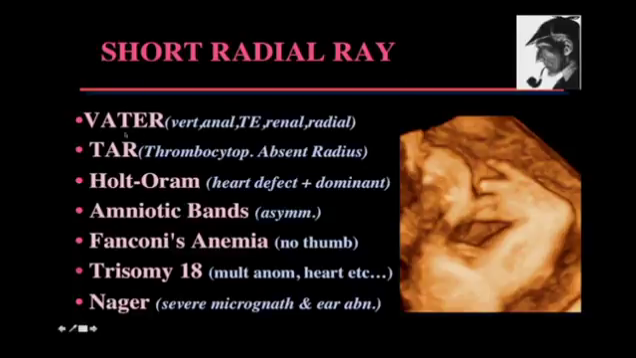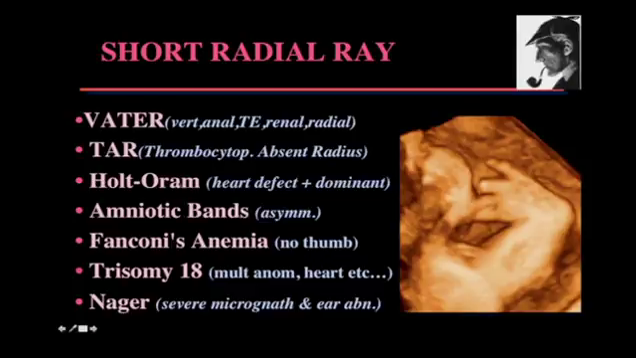Vater's association is a series of abnormalities, including vertebral abnormalities, anal atresia, TE fistula, renal and radial abnormalities, and that's hence why it's called Vater's. And so the features of that to look for are exactly those that are in its name. TAR association, which is thrombocytopenia and absent radius, you won't really see much else other than the absent radius because the other abnormalities are hematologic and are not going to show up on an ultrasound.